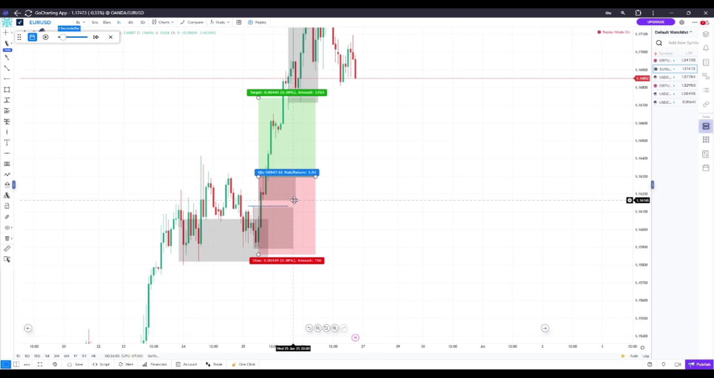So this is how I trade. This is how I look at my daily bias. This is how I look at my setups on the 4 hour time frame. And this is how I take my entries on the 1 hour time frame.